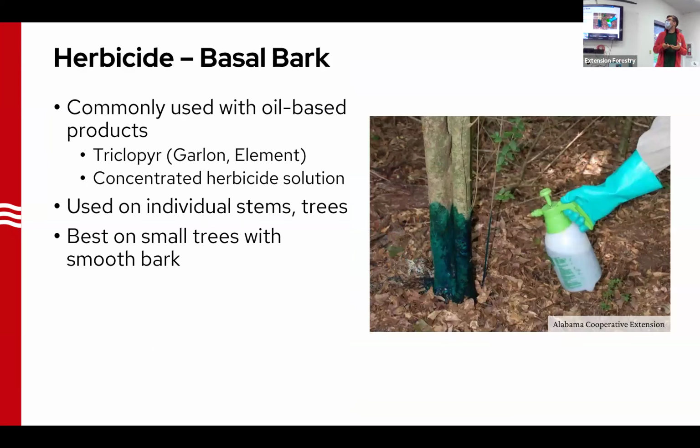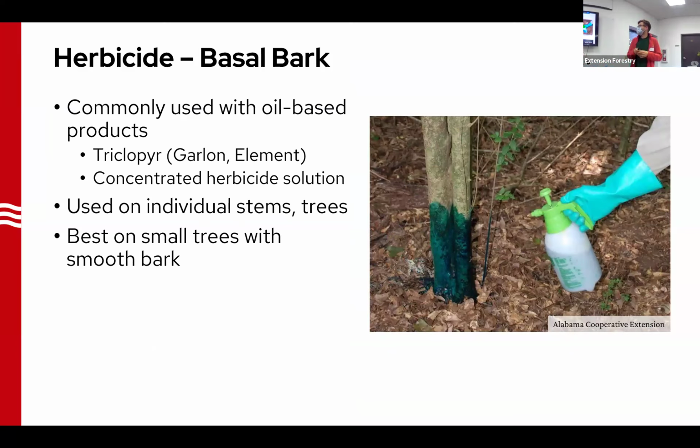Basal bark, we're going to use this with oil-based herbicide products. So those triclopyr, Garlon Element products are good examples. Again, we're using a concentrated herbicide solution. This we can use on individual stems or trees, and instead of cutting the tree, we're actually spraying the stems of those trees all the way around that stem.